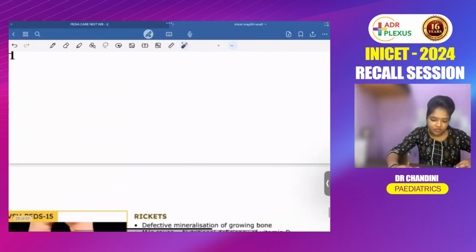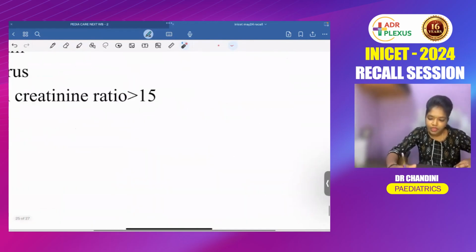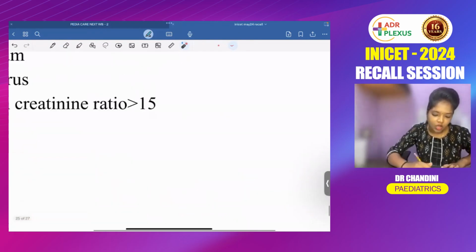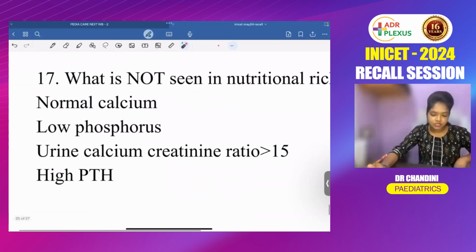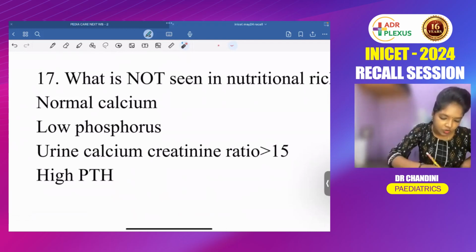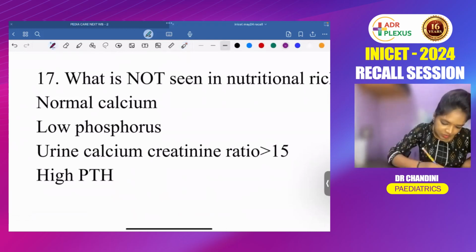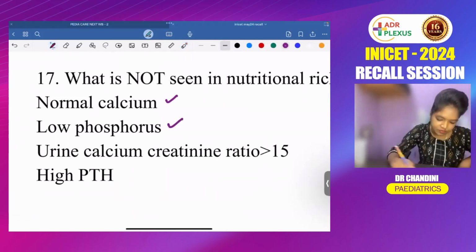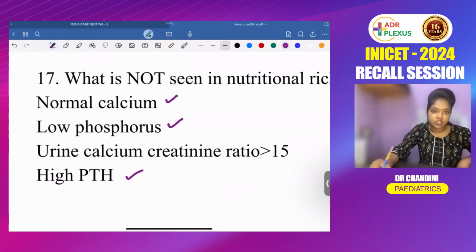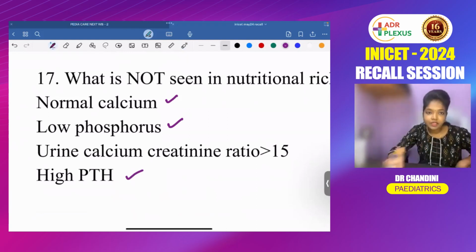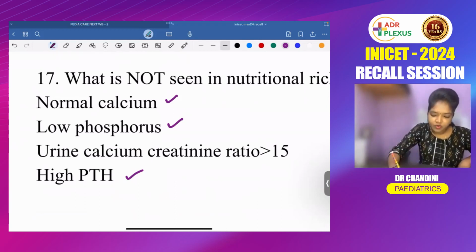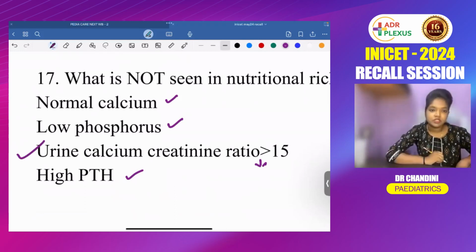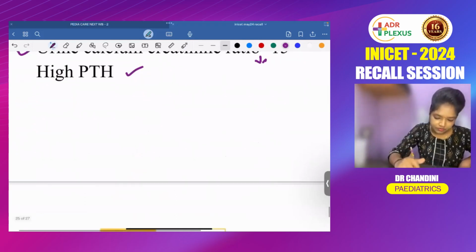So these are some of the features that you can see in rickets. So calcium normal or reduced. Phosphorus is also normal or reduced. PTH is increased. So these 3 are already given. So by knowing this, yes, this is possible. Normal or reduced, possible. High PTH is also possible. But what about this? By ruling out also, you can answer this. And urine calcium creatinine ratio will not be more, it will be less in case of rickets. So that becomes the answer for this question. Okay.